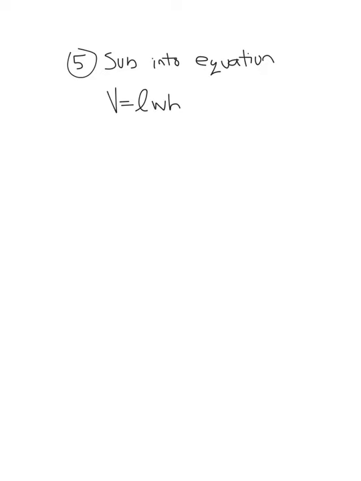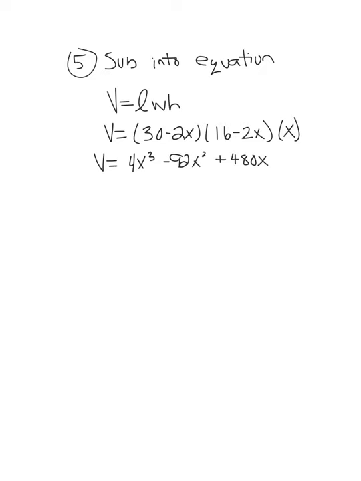So volume equals length times width times height. So I have this new equation. Everything's going to be in terms of x. My length was 30 minus 2x. My width was 16 minus 2x, and my height was x. What I'm going to do now is FOIL and expand all of this out.